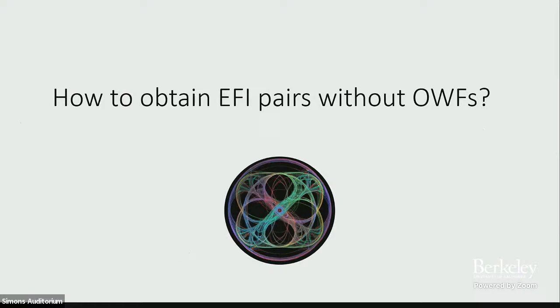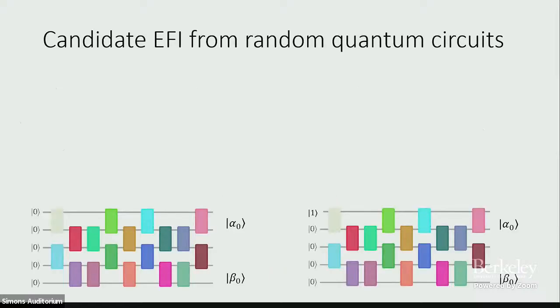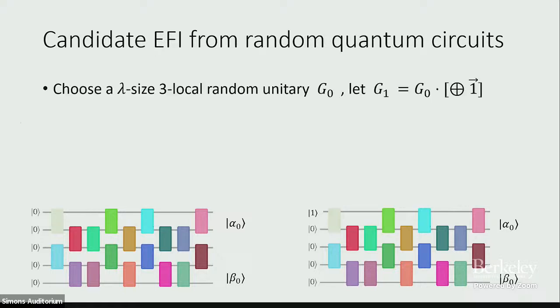So another minute on how to obtain those guys. Here is just one simple candidate, right? Just choose a random circuit. It's random, but once you choose it, it's fixed, and you give it to the adversary. So maybe you can talk about most circuits, but never mind. So you choose a random circuit, some unitary G. And then on one of the sides you just put a 1 instead of a 0. Here is your EFI.